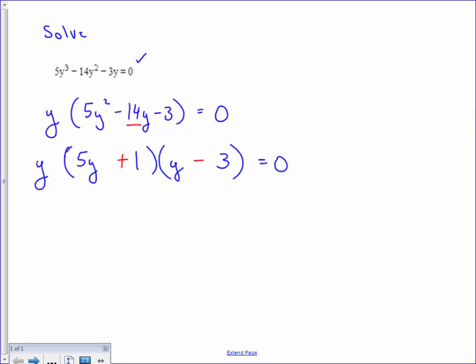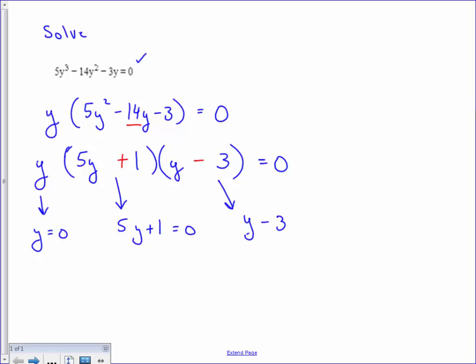Now from this point, once I have everything factored, I need to set each factor to 0. Look at the factor I have in the front, the y. It's a variable, so I need to set it equal to 0. Need to set this factor equal to 0, and this one as well.